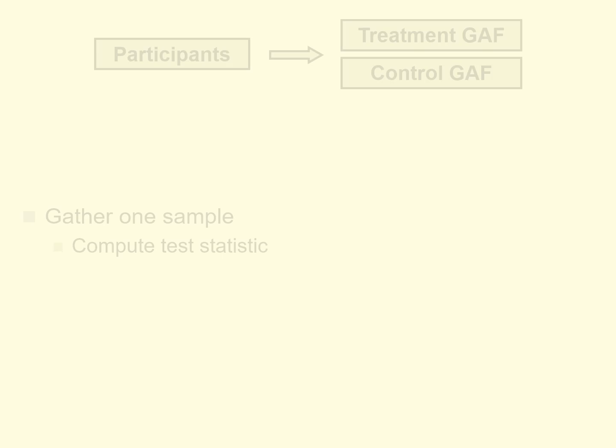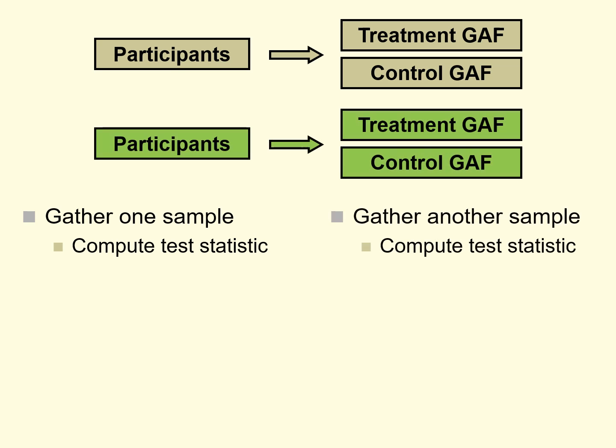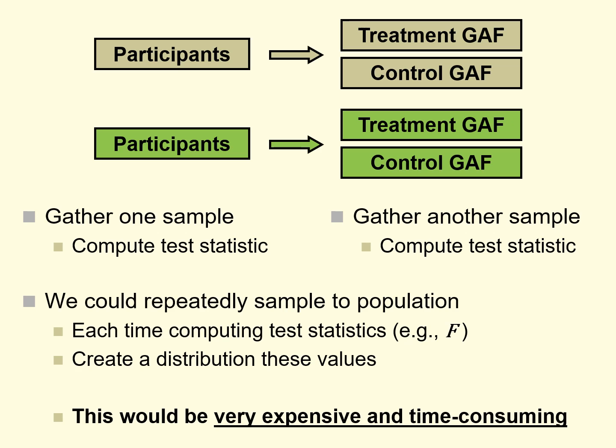So we could go ahead and gather our first sample of data, compute a test statistic, gather another new sample of data from the same population, compute a test statistic, and we could go on doing this repeatedly a very, very large number of times, each time computing test statistics, in this case an F statistic, and then creating a distribution of these values. That would be a sampling distribution of F statistics, or equivalently we could call it a probability distribution of F statistics.